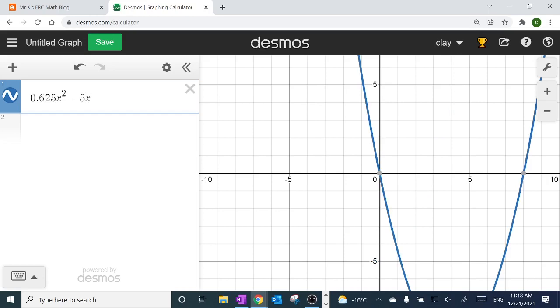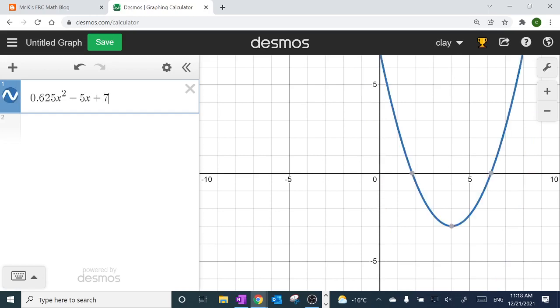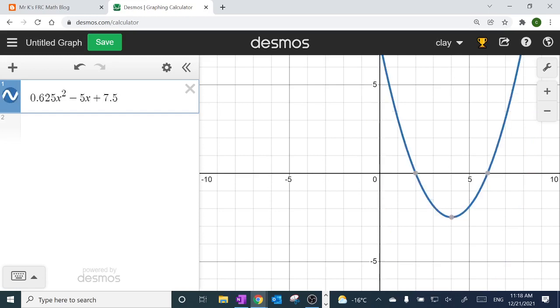Minus 5x and plus 7.5 was the other number, right? I'm not looking at the equation, so I can't see it. So it was plus 7.5, right? So there we go. So there it is. That number there is 2, and that number there is 6.